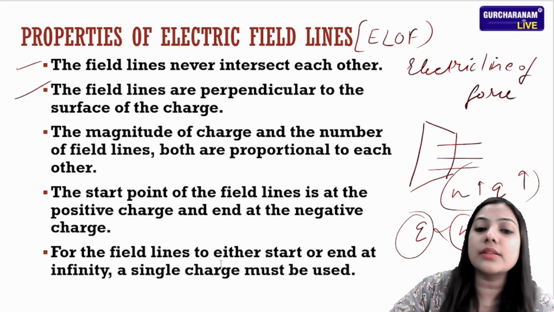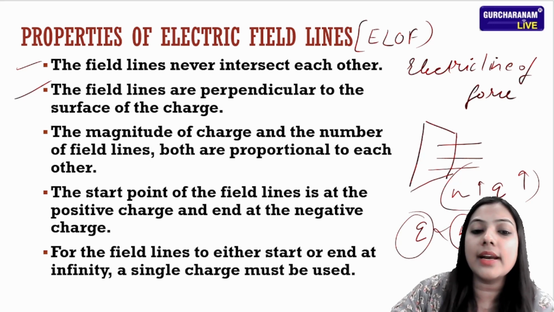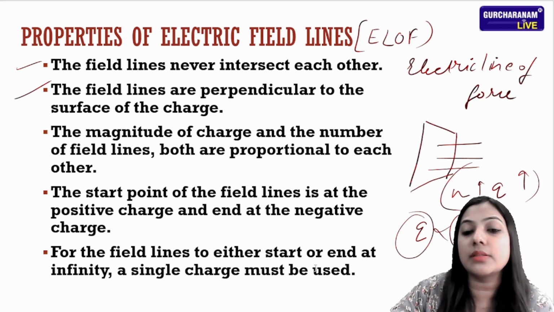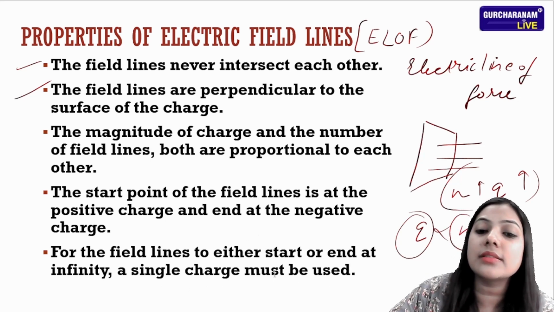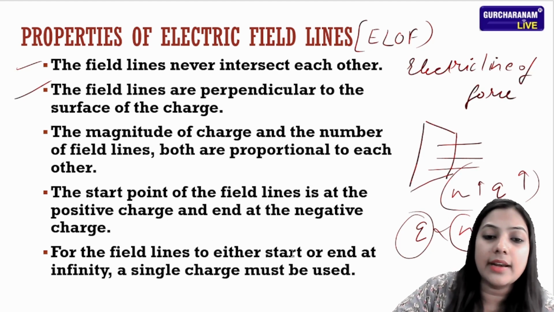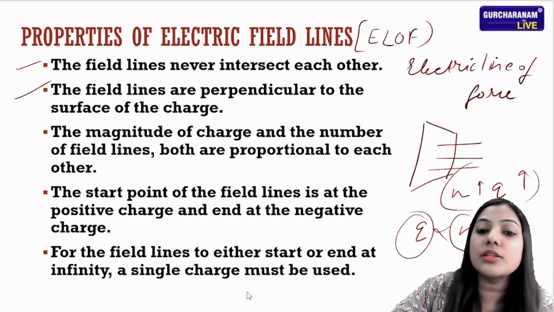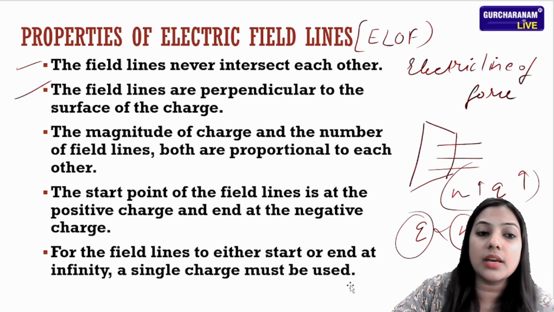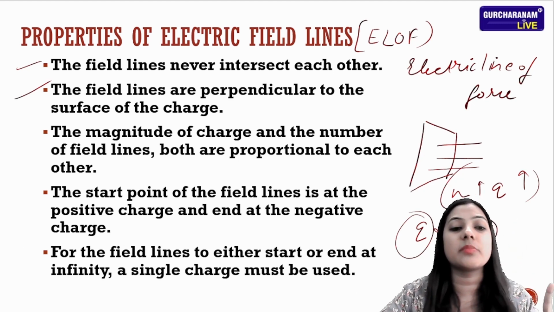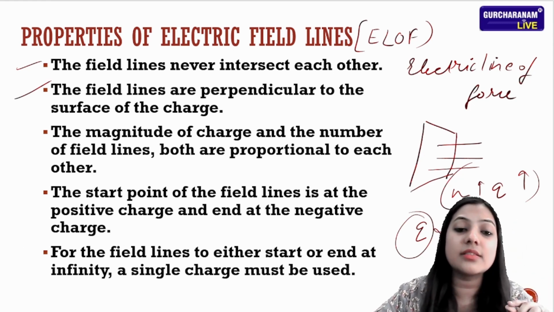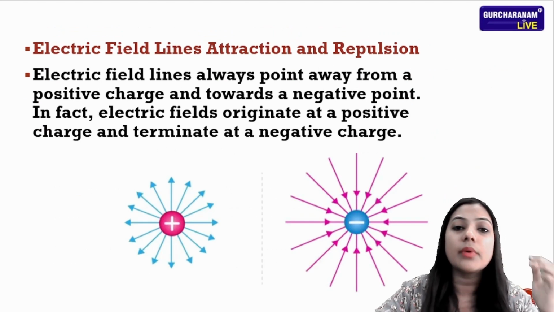For the field lines to either start or end at infinity, a single charge must be used. Field lines either start at infinity or end at infinity, but only a single charge must be used. You can understand these two points with the help of this diagram.